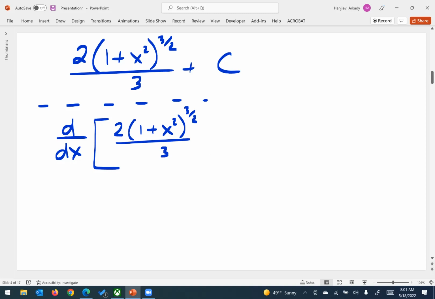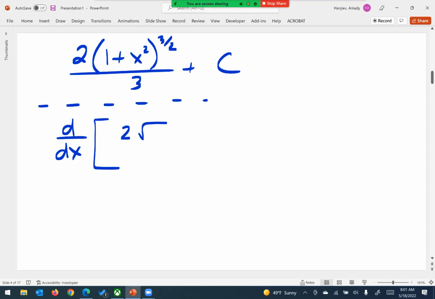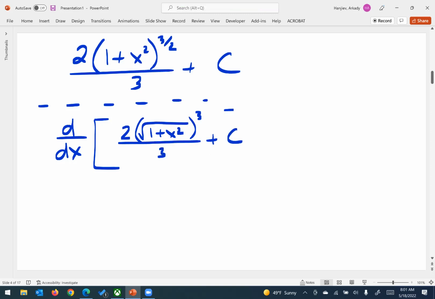In fact, let me erase it just real quick. I believe it was probably originally written like this: the square root of 1 plus x squared, taken to the third power, divided by 3, plus c. Okay, can you guys take the derivative of this?